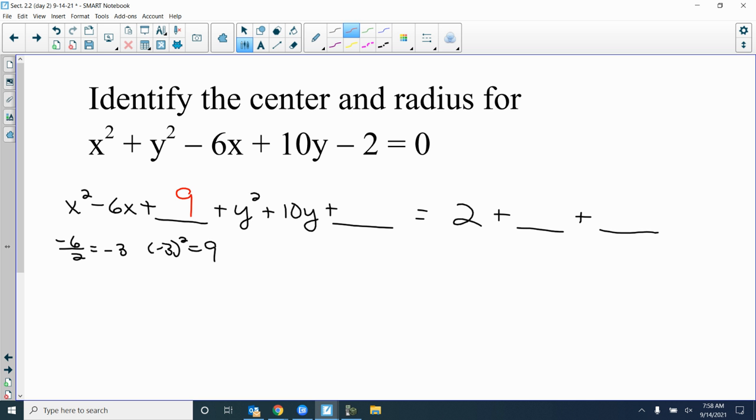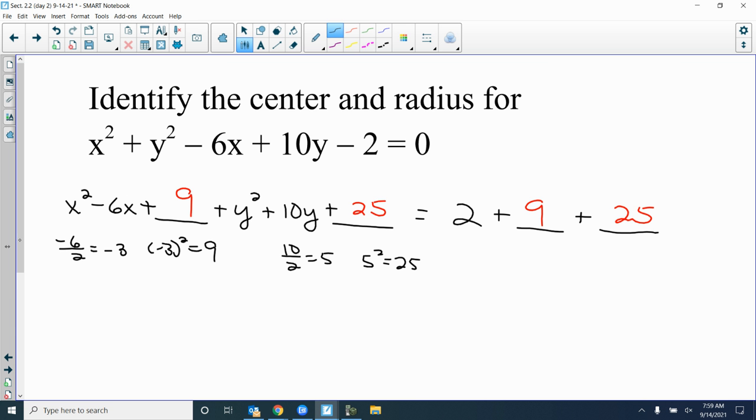Well, if I put in a 9 on the left-hand side, I got to put in a 9 on the right-hand side. Well, what's going to be my other number over there that I need to add in? Half of 10 is 5. What do we do with that? Square it. What's it give us? 25. So I take 10 divided by 2, which is 5. I square it. I get positive 25. So that goes here. That goes here.